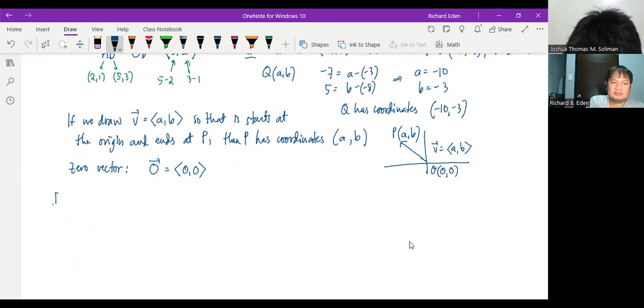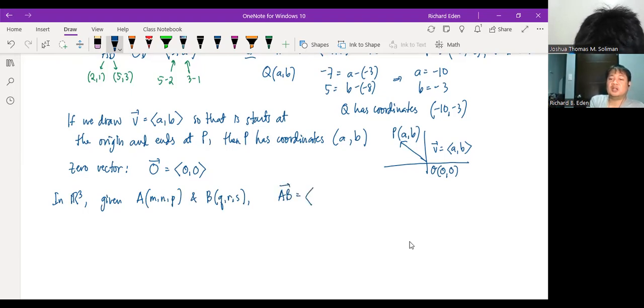In R3, okay, if the point A is given the coordinates, let's say, M, N, P, and the point B with coordinates Q, R, S, then vector AB is going to be a vector whose components are derived similarly. Q minus M, R minus N, and S minus P.